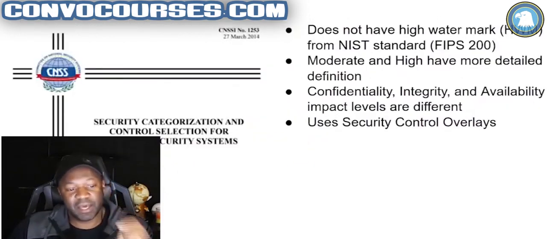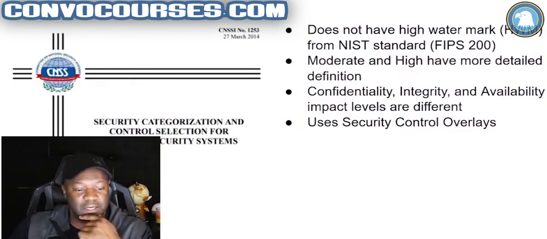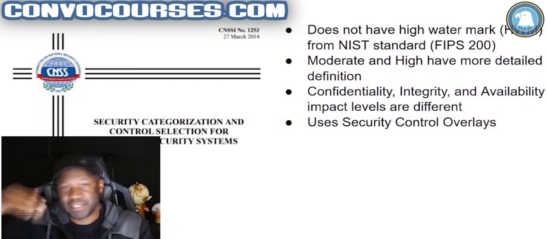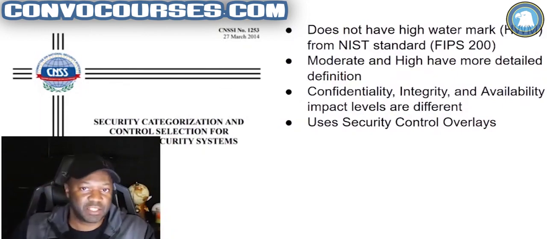Another difference is the moderate and high have a more detailed definition. Another difference, and I'll show you this one, is that confidentiality, integrity, and availability impact levels are different for specific security controls. And I'm going to show you that. That's what this whole NSSI 1253 is all about. It breaks down where it differs, and I'm going to show you specifically what I'm talking about there. And then another thing it does is it has overlays, meaning other controls based on what kind of national security system it is.